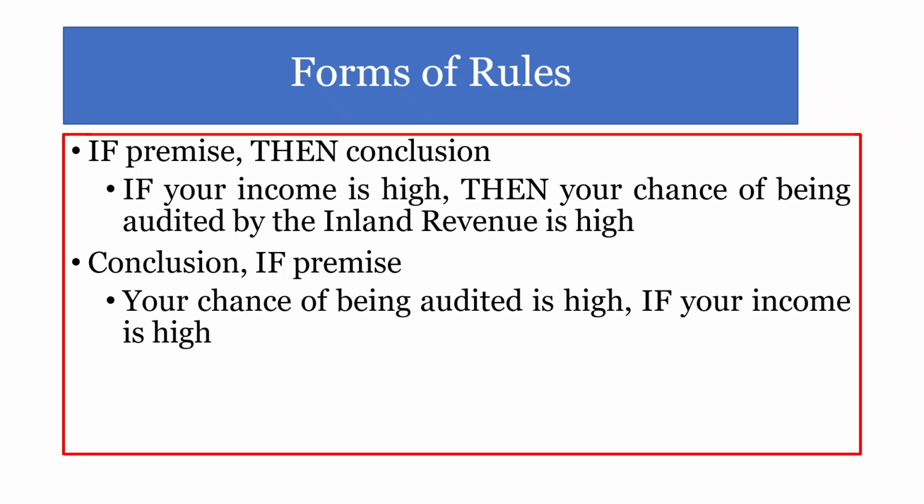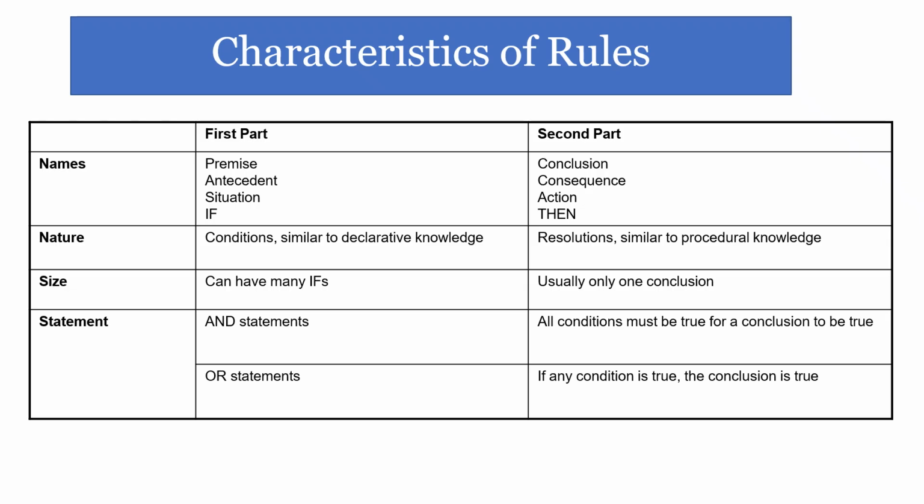The other example: these are the characteristics of a rule with the if-then premise. The names: the first part is the premise, antecedent, situation, if. The second part is the conclusion, consequence, action, then. The nature: the first part is a condition, similar to declarative knowledge, but the second part is procedural knowledge. Size: it can have many if conditions, and the second part usually has only one conclusion. Statement: with an AND statement, all the conditions must be true for the conclusion to be true, or with an OR statement, if any condition is true, the conclusion is true.